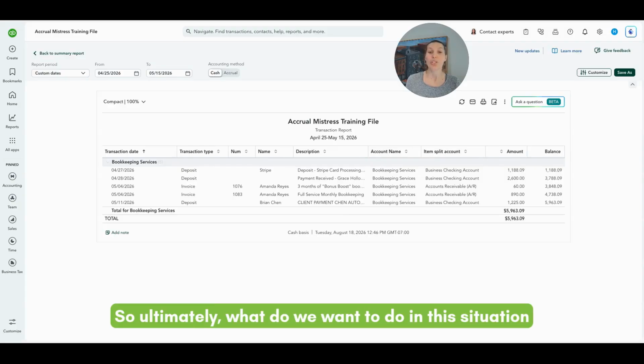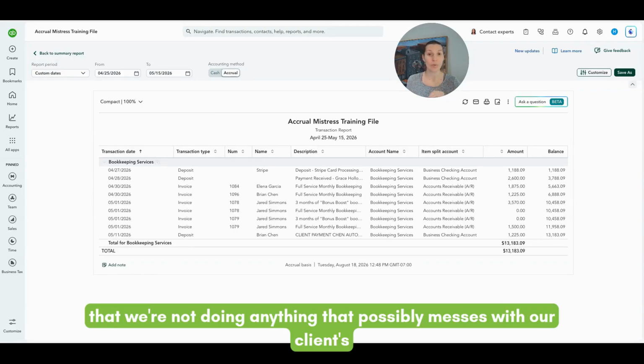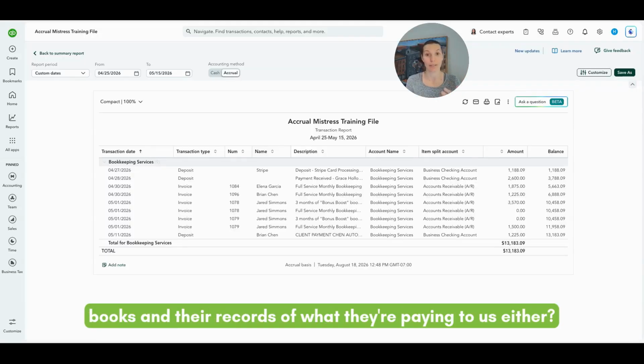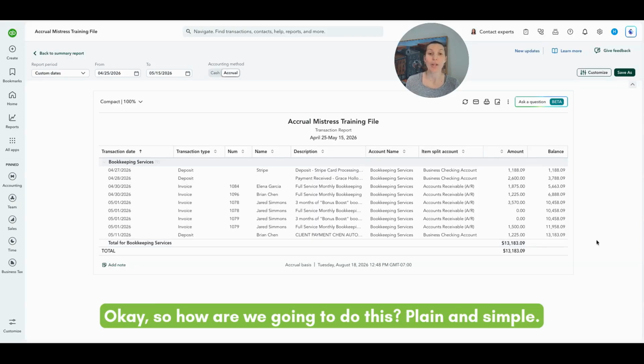So ultimately, what do we want to do in this situation to make sure that our books are accurate and that we're not doing anything that possibly messes with our clients' books and their records of what they're paying to us either? Well, we have to do a couple things here. First, we have to mark this invoice as paid, and we actually have to basically reduce our income account by that amount as well. Okay, so how are we going to do this?